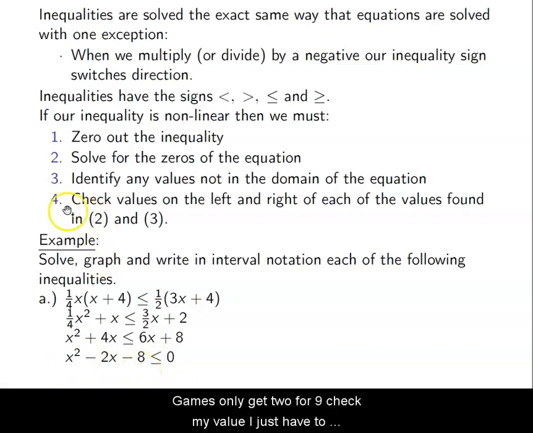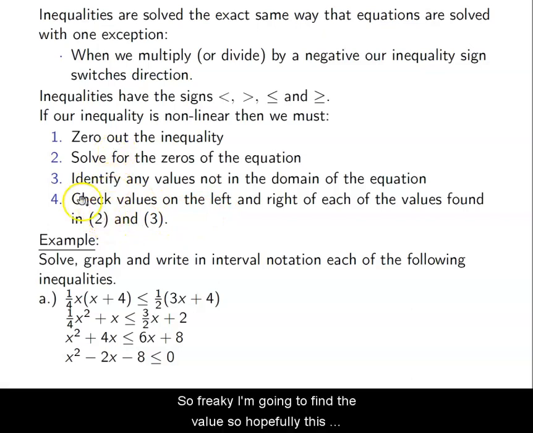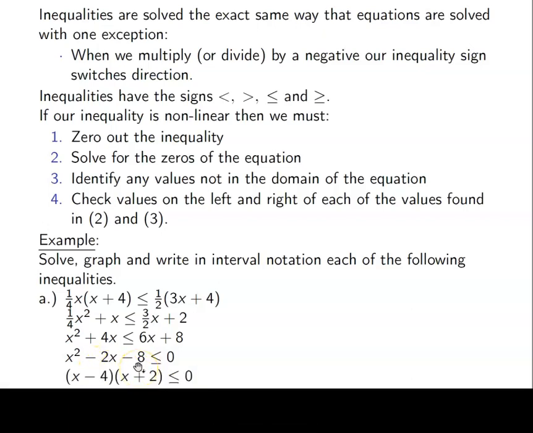Okay, so when I get to 4 and I check my values, I just have to check the values between my zeros. So for here, I'm going to find the value. Hopefully this factors. If it does not factor, then we have to use the quadratic formula. Okay. So I'm looking for factors of 8 that add or subtract to -2. Luckily, we have two candidates at work. I can use -4 and +2. Okay. That'll give me a -2 when I add them together and a -8 when I multiply them.